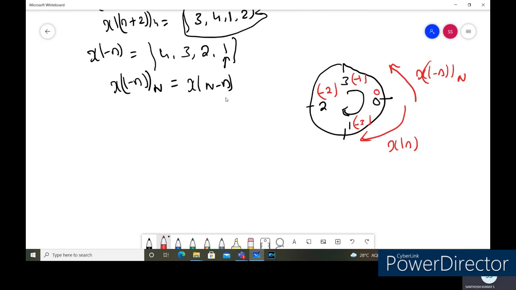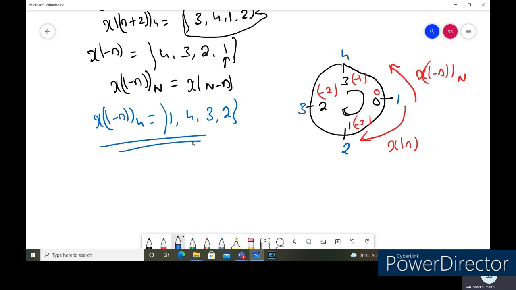Now when I want to find x of minus n mod n, I need to take the values in the anti-clockwise direction. For example, the values are 1, 2, 3, 4. Taking them in the anti-clockwise direction, since the value of n is equal to 4, x of minus n mod n can be written as 1, 4, 3, 2. This kind of reflection we call the circular reflection. These concepts are very important for the properties of the DFT, and they will be useful when you are applying the properties of the DFT.